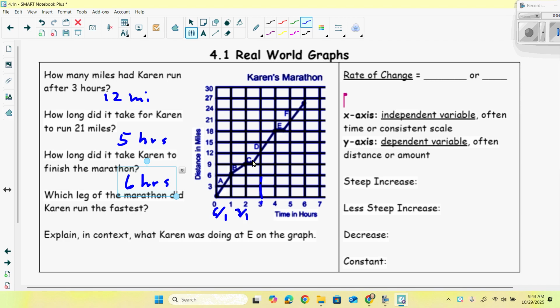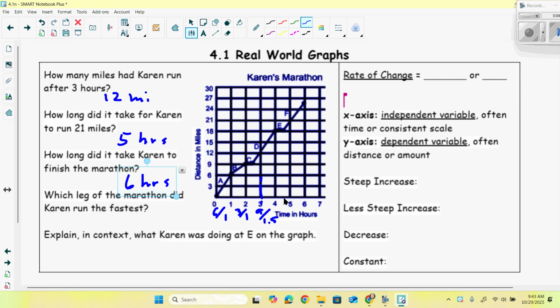And then if we look over here, this is hard to say, but I'm going to say from 2.5 to 4, that's an hour and a half. She's traveling from 9 to 18, so that's 9 over 1.5. Then it looks like 0. I should have mentioned that this interval C here looks like she's just resting. And then another slope with a different steepness.